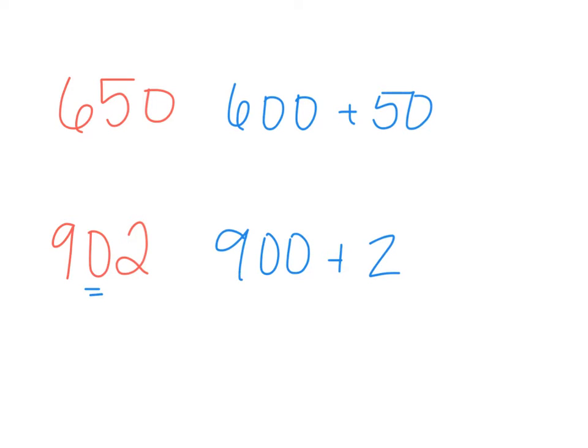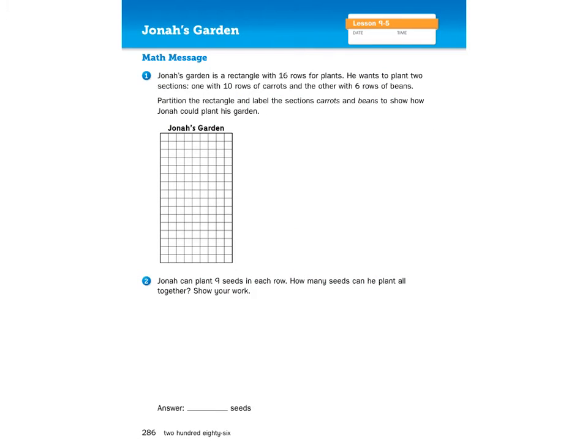So I'd like you to make sure that you have your math journal for this next part. You need to go get it, press pause, and then join us again. And you need to do page 286. And it looks like this. Jonah's garden is a rectangle with 16 rows for plants. That's this down there. And he wants to plant 2 sections, one with 10 rows of carrots and the other with 6 rows of beans. Partition the rectangle and label the sections carrots and beans to show how Jonah could plant his garden.